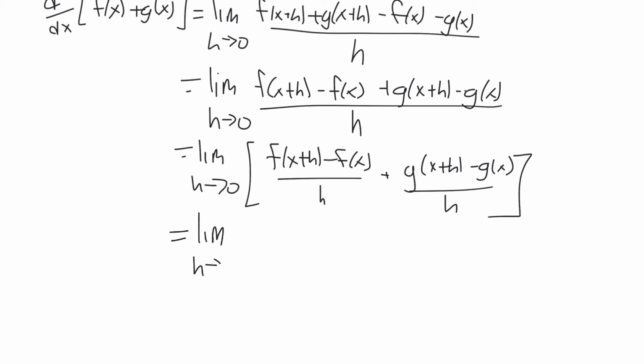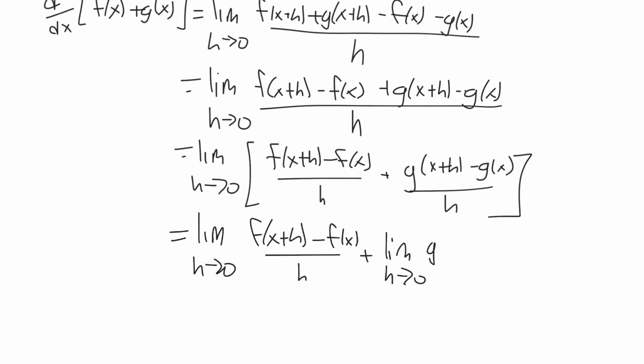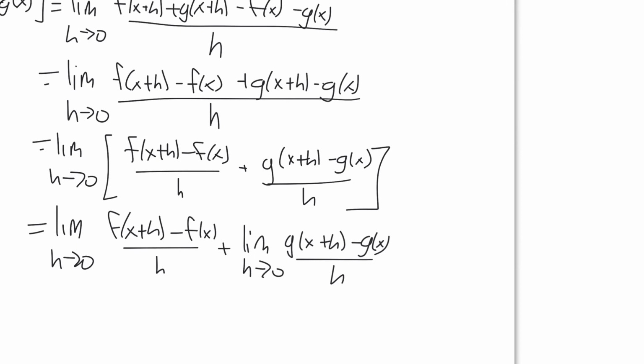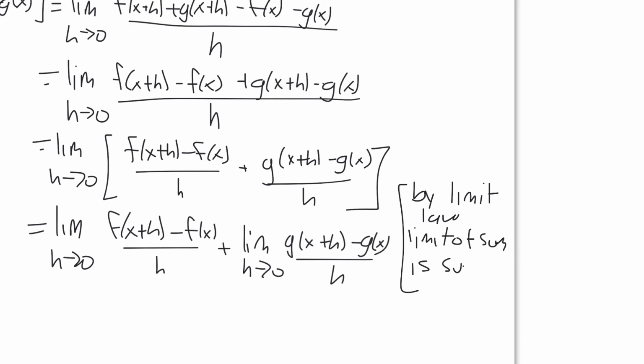Limit as h approaches 0 of f(x + h) minus f(x) over h, plus the limit as h approaches 0 of g(x + h) minus g(x) over h. And of course, the reason we're allowed to do this is by the limit law that the limit of a sum is the sum of the limits.